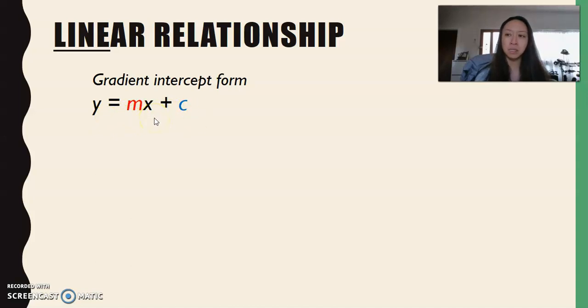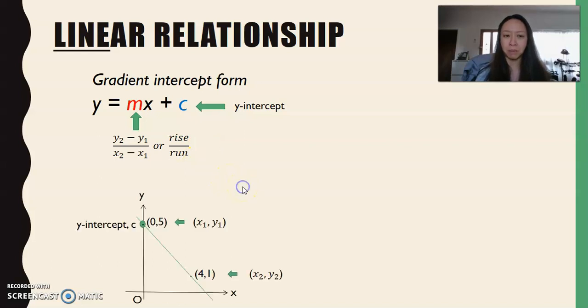As we can see here, x and y are points on your coordinates, and c stands for the y-intercept. That is where the line crosses the y-axis on your Cartesian plane. And the m is your gradient. This is the formula of the gradient, and of course gradient is also calculated as the rise over the run. I'll show you what I mean from this example here.